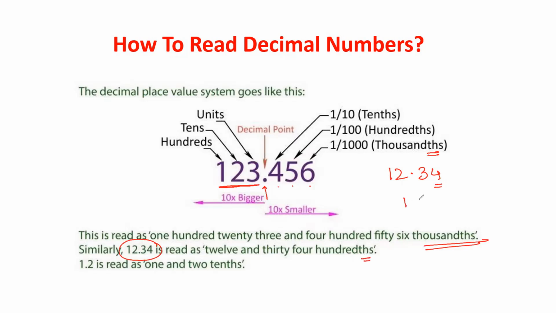Now, if we take the number 1.2, this is read as 1 and 2 tenths. Now, let us take one more example. If I say 37.456, so it becomes 37 and 456 thousandths. Again, if we take, say, the number 538.42. So this becomes 538 and 42 hundredths. So this is how we read decimal numbers.